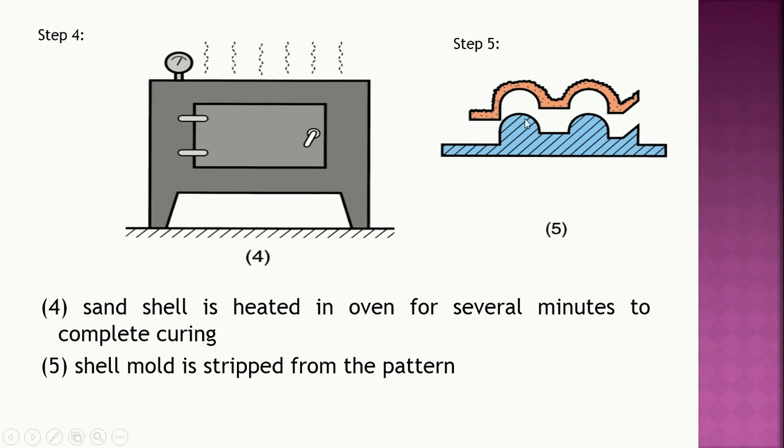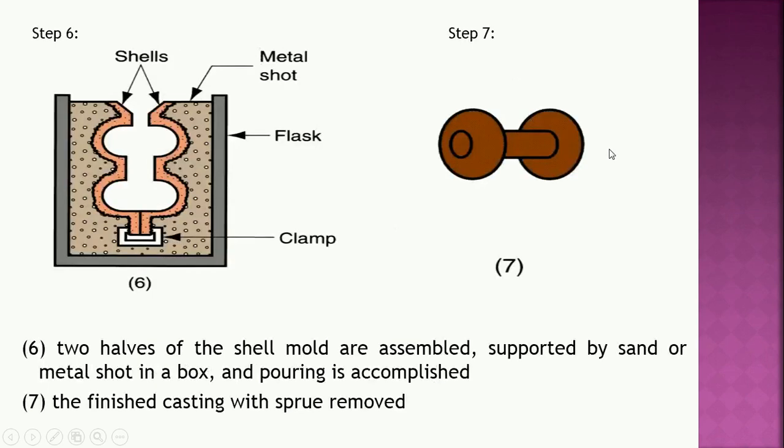And in step 5, stripping is carried out, meaning the shell mold is stripped from the pattern, and this is our half mold cavity. You can see the shape here. By the same process, we prepare another half mold cavity, and they are joined together to form a complete mold. In step number 6, you can see the two half mold cavities assembled together in one flask.